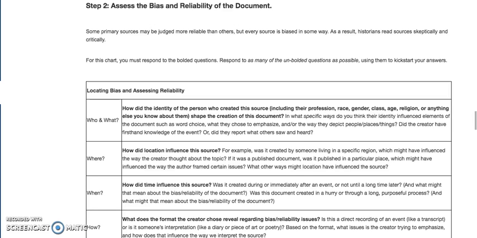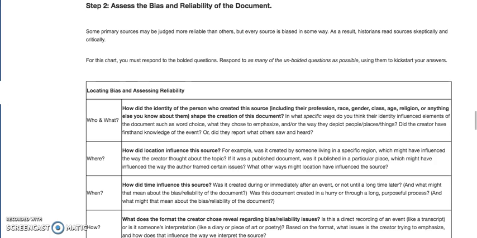Let's talk about step 2 of your PSA, which is called assessing the bias and reliability of the document. So the idea here is that when you read a primary source, sometimes it can be more reliable or less reliable than other primary sources. They're all going to be biased in some way, even if it looks like every single aspect of it is true and authentic. There's going to be some element of bias.